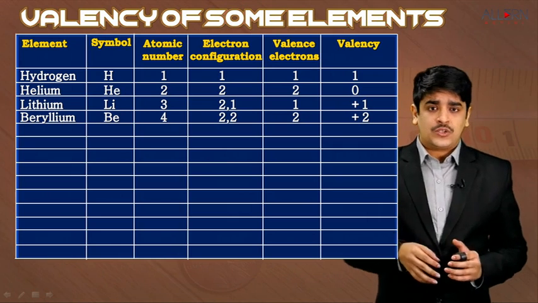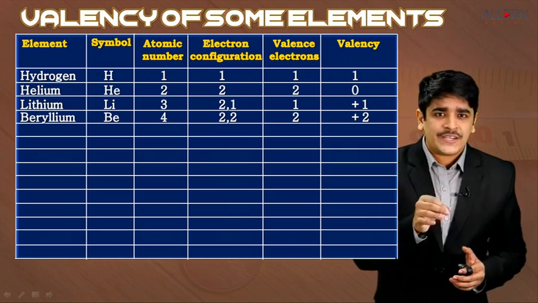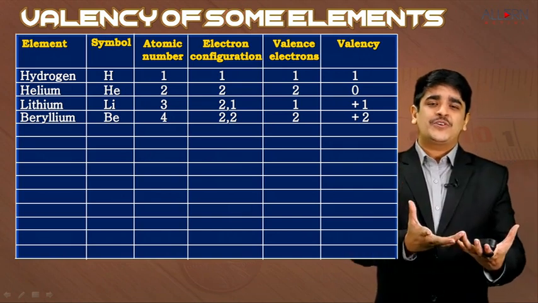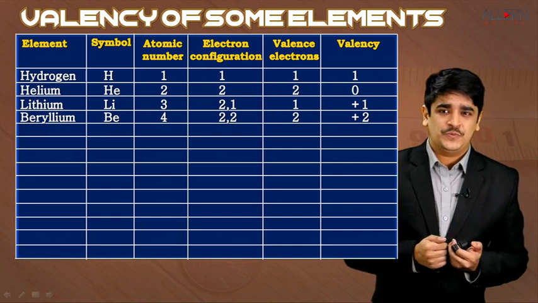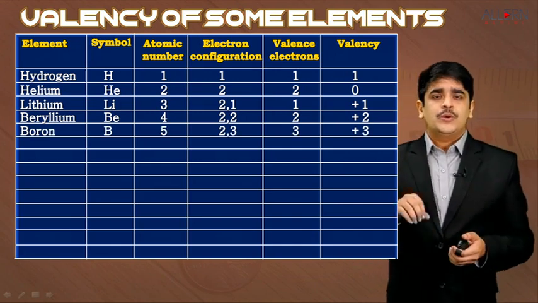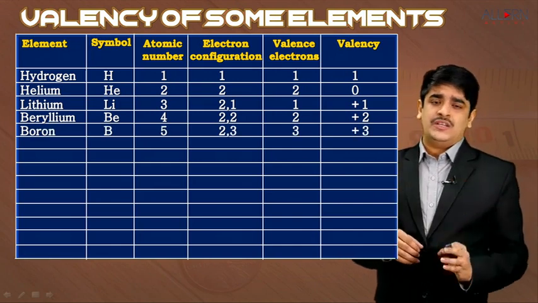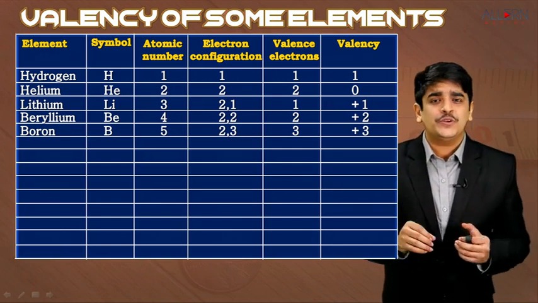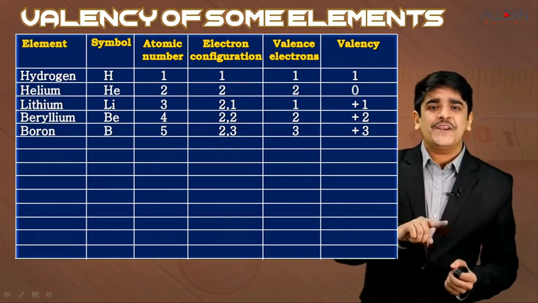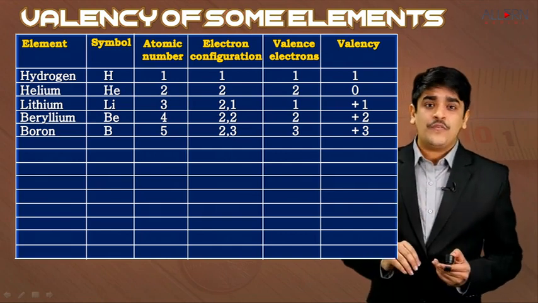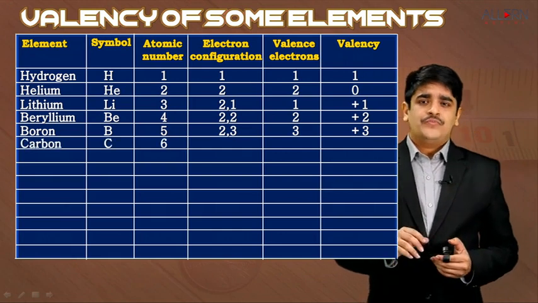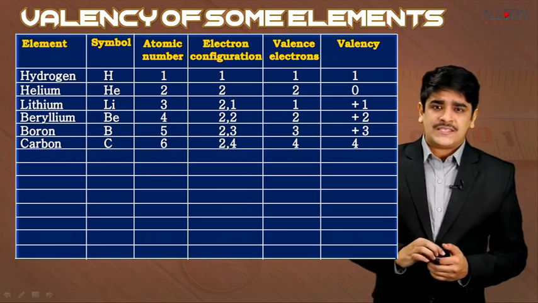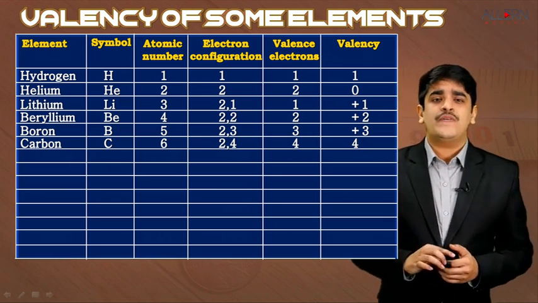Beryllium, atomic number 4, configuration 2, 2. It has 2 valence electrons. If it loses those 2 valence electrons, it will get the configuration of helium again. Lose 2 negatively charged electrons, and you yourself have a valency of +2. Boron, atomic number 5, configuration 2, 3. If it loses those 3 valence electrons, it is going to have a total of 3 positive charges, and it will get the nearest noble gas configuration of helium once again. Now, carbon, slightly different rules. Carbon has an atomic number of 6, configuration of 2, 4, and 4 valence electrons.